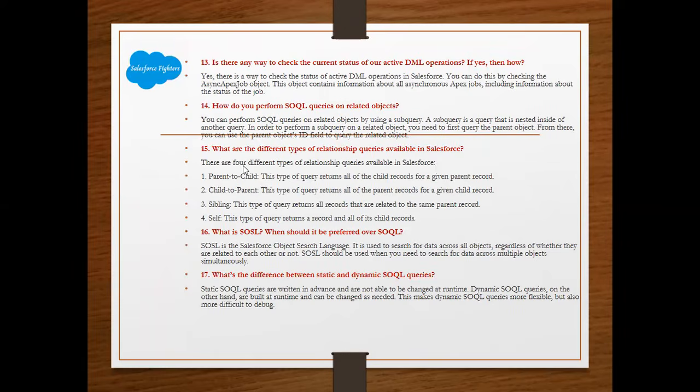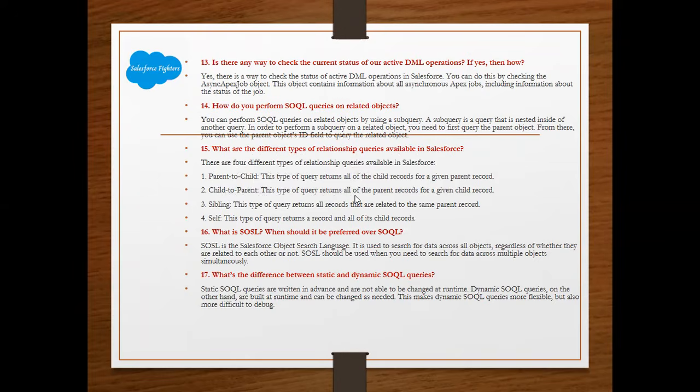Next question: what are the different types of relationship queries available in Salesforce? There are four different types of relationship queries available in Salesforce. First, parent to child. This type of query returns all of the child records for the given parent records. Second, child to parent.